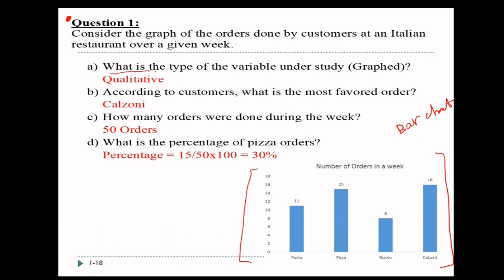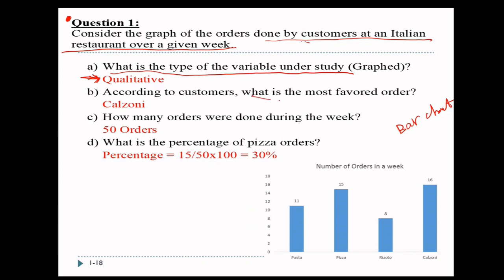What is the type of the variable under study? What is my variable here? It's types of products given by this restaurant, orders done by customers in an Italian restaurant. The restaurant offered 4 types of food. So is it numerical? No, it is pasta, pizza, risotto, calzone. So all these we call qualitative variables or descriptive variables. It's not numbers, it's the names.